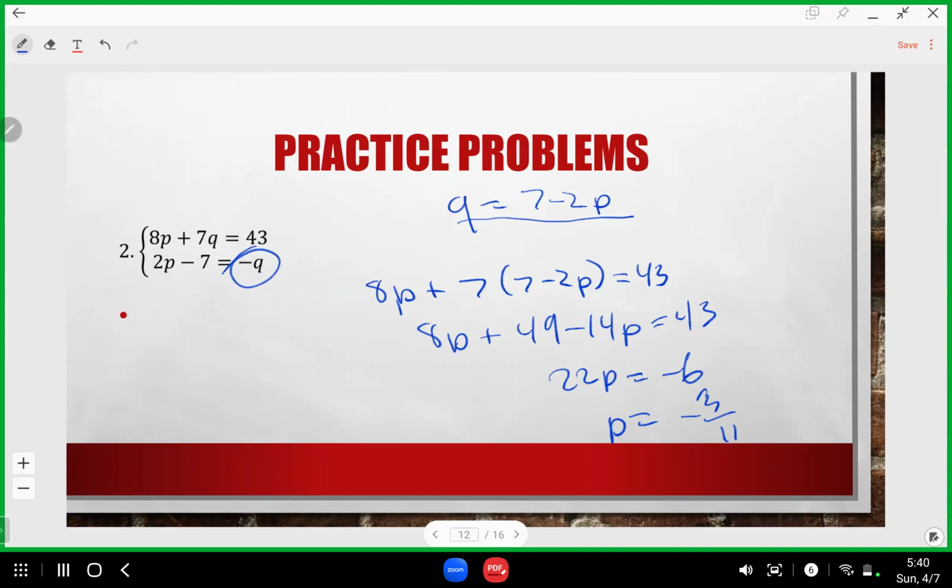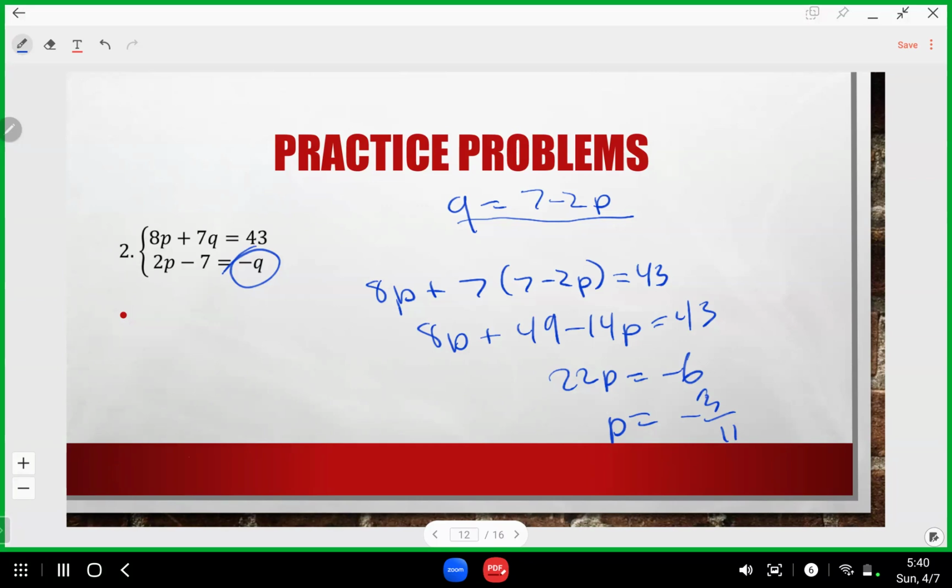Did anybody get negative 3 over 11? I got a different answer as an ordered pair because I used the graphing method instead. Okay, let me graph these real quick and let's see what we get here. I got q equals negative 2p plus 7.